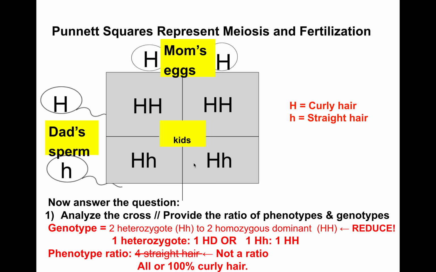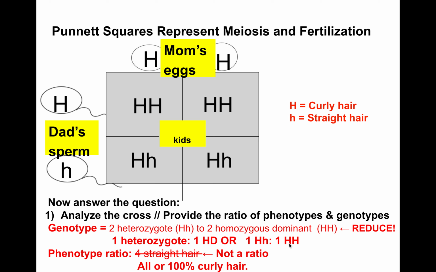So in terms of ratio, that would be 2 heterozygotes, or big H, little h, and then there are 2 homozygous dominant, or big H. But like math, you want to reduce the number as much as possible. So the actual answer is 1 heterozygote to 1 homozygous dominant, or you can use the letters instead. So 1 big H, little h, the letter genotype, to 1 big H.